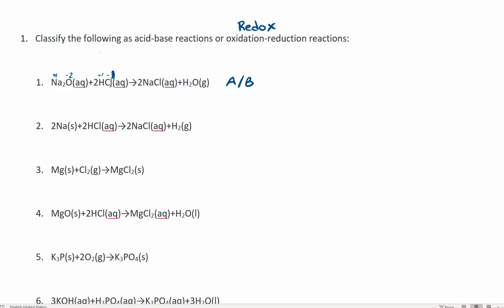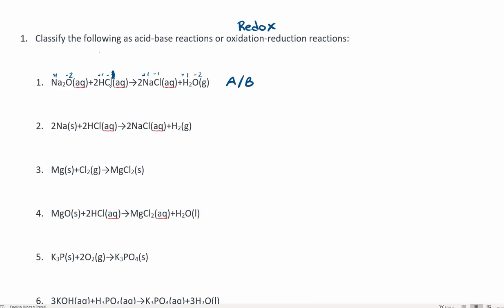So sodium is a +1, oxygen is a -2, hydrogen is a +1, and chlorine is a -1. And over here, it's the same. Sodium is a +1, chlorine is a -1, hydrogen's a +1, and oxygen is a -2. So because the oxidation states do not change, that is an acid-base reaction.